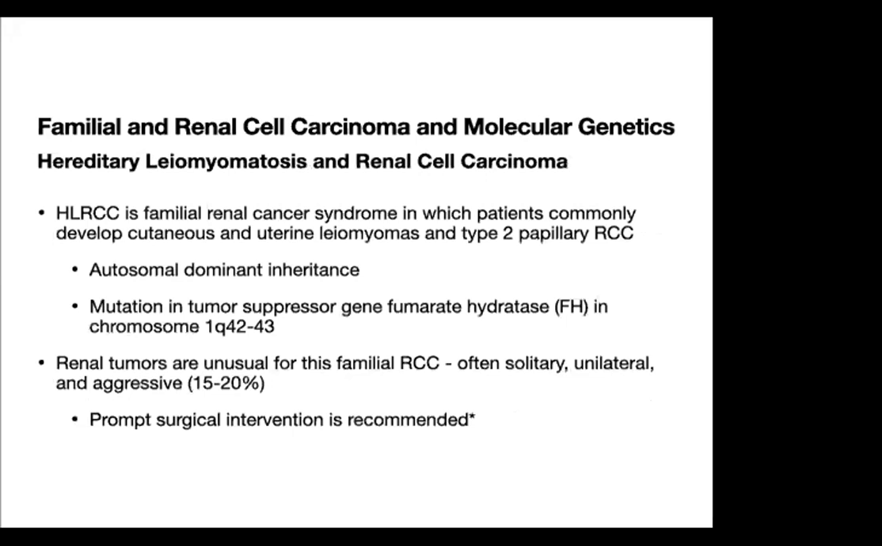Next is hereditary leiomyomatosis and renal cell carcinoma, or HLRCC. This is a familial renal cancer syndrome in which patients commonly develop cutaneous and uterine leiomyomas and type 2 papillary RCC. It also has an autosomal dominant inheritance and a mutation in the tumor suppressor gene fumarate hydratase, or FH. The renal tumors are unusual for this familial RCC, and when they occur, they're often solitary, unilateral, and aggressive, which is in 15-20%. In these cases, prompt surgical intervention is recommended.